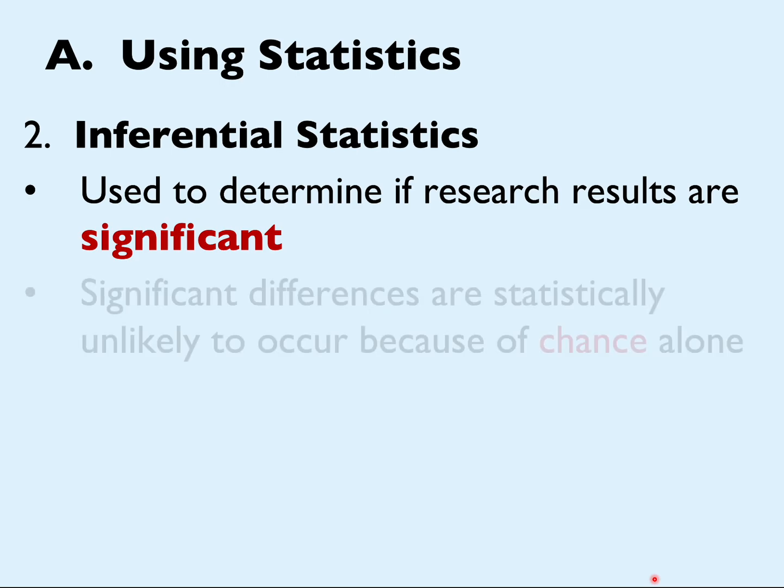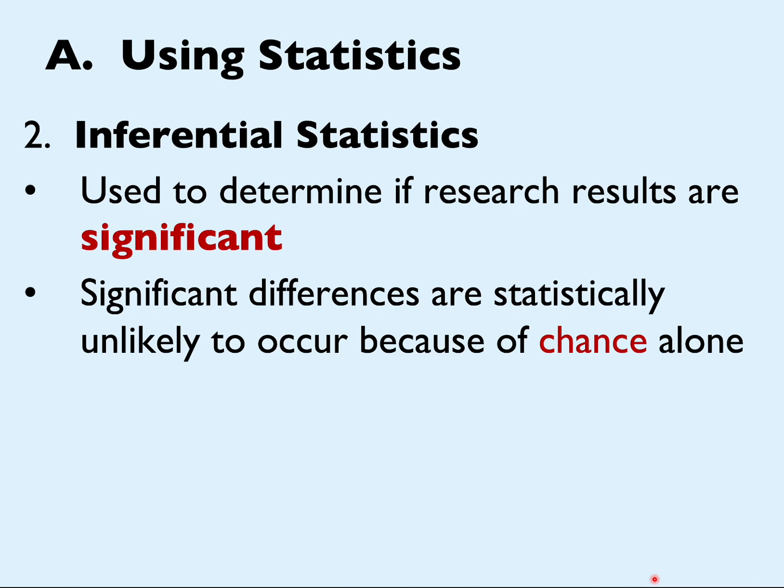It means this. Significant differences, remember, that's a technical term. Significant differences mean they are statistically unlikely to occur because of chance alone. Just based on chance, these are unlikely. In other words, this was not a fluke. There was really something going on.